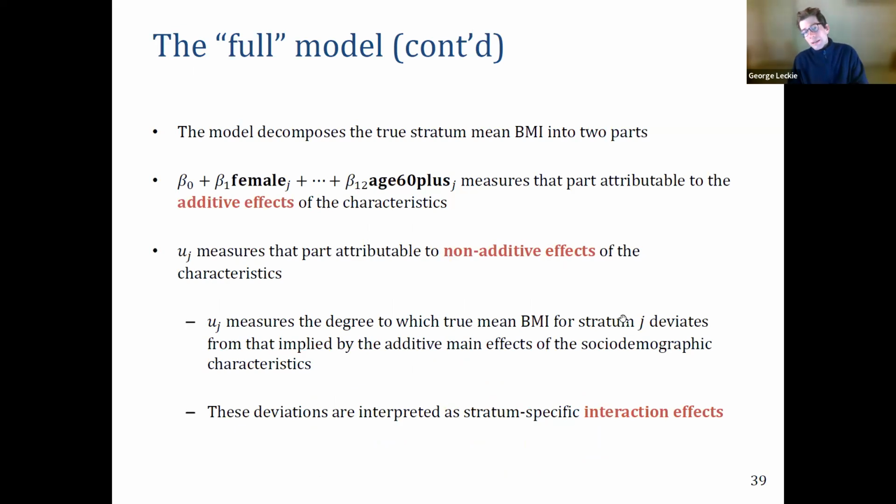So I think this slide is saying the point I just made, which is that the fixed part of the model with the explanatory variables is capturing the additive effects of the characteristics, whereas the u_j, the stratum random effect, its meaning is now changed because we've changed the model, and it now refers only to 2-way interactions and above. And so these are going to be stratum-specific interaction effects, which are going to capture how each stratum deviates from what is implied by additive effects alone.